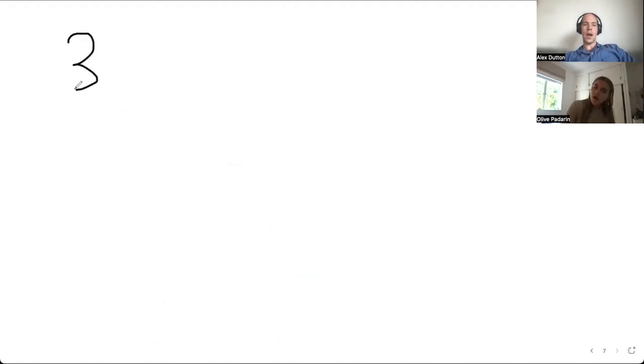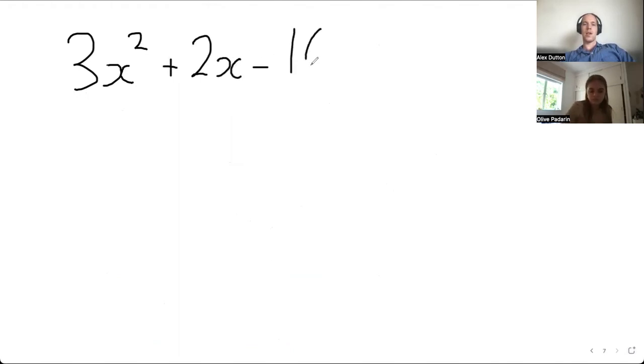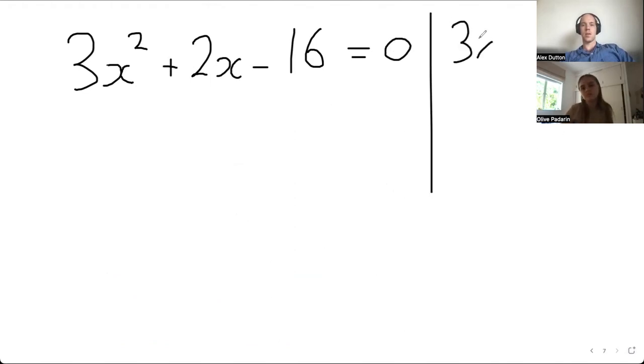I can't remember how much time I spent on this technique, if at all. So I'm just going to start explaining it to you, and then you're going to tell me whether you have any recollection of us doing it. So what you do is you do 3 times negative 16. On this side, you do 3 times negative 16. And that gets you negative 48.